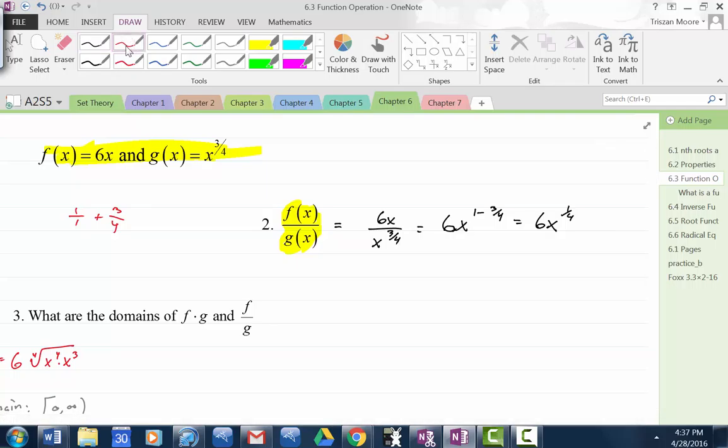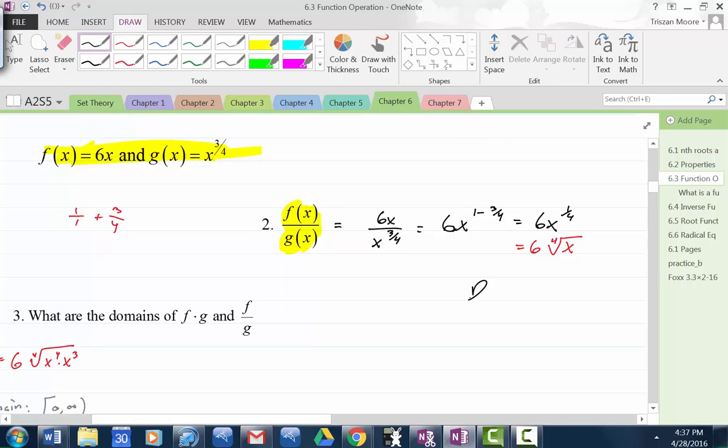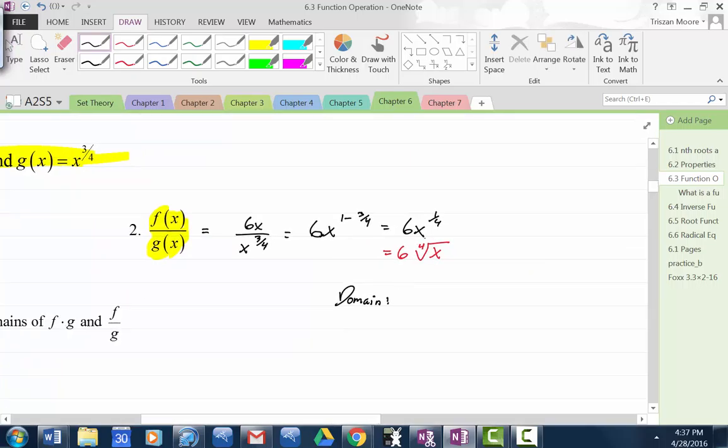A better way to actually see that is not 6x, but more so 6 times the 4th root of x, right? And my domain here, since the root is even, the only values that will work in there are positive values. So our domain is no different from the other ones.